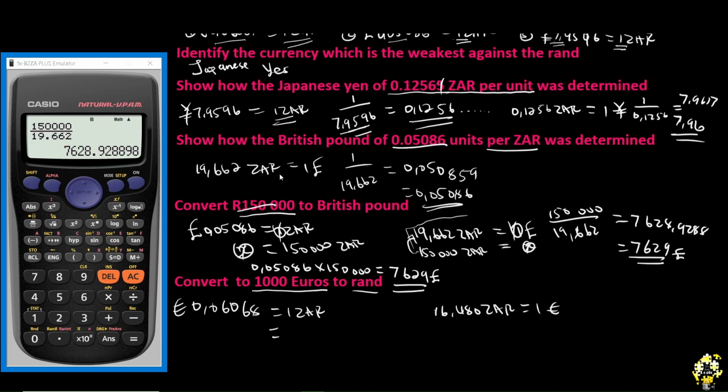Where are our euros, left or right? On this one, they are on the left. On this one, they are on the right. So we say 1,000 X. What do we cancel? X and a 1. When they're seated across, we multiply them. So it's going to be 16.480 multiplied by 1,000. And on this side, cancel X and the 1. They are on the same side. You divide which one by which one? Bottom by top.